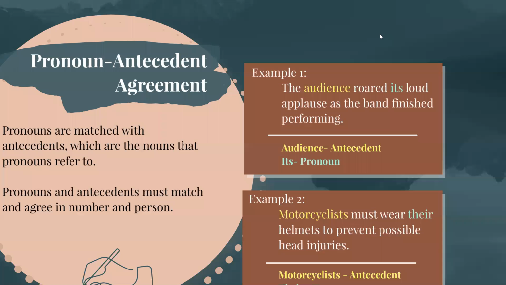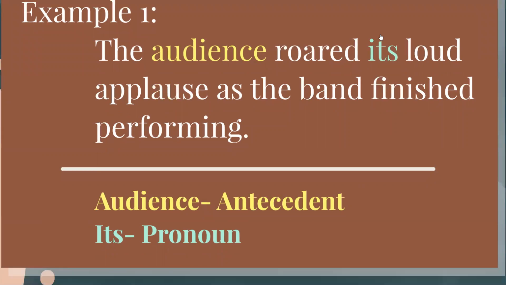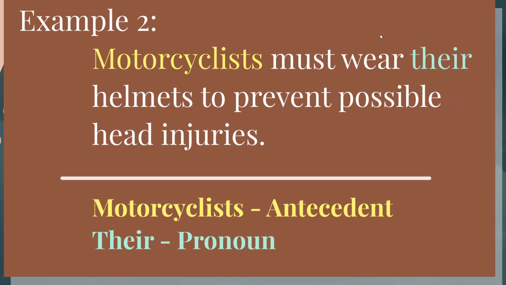Let's take a look at a couple of examples. Example 1 reads, the audience roared its loud applause as the band finished performing. The word audience is our subject or antecedent, and because the word audience functions as one unit, we use the pronoun its when referring to the audience's loud applause. In example 2, which reads, motorcyclists must wear their helmets to prevent possible head injuries, motorcyclists is our subject or antecedent. And because the word motorcyclists is plural, we use the pronoun their when referring to the motorcyclists' helmets.